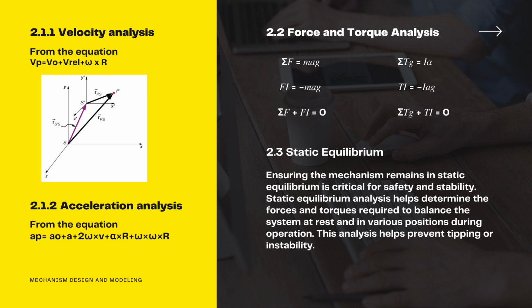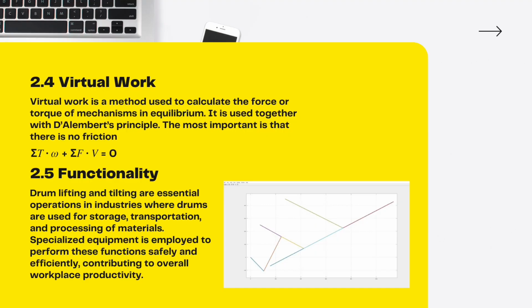Ensuring the mechanism remains in static equilibrium is critical for safety and stability. Static equilibrium analysis helps determine the force and torque required to balance the system at rest and in various positions during operation. This analysis helps prevent tipping or instability. Next is virtual work. Virtual work is a method used to calculate the force or torque of a mechanism in equilibrium. It is used together with D'Alembert's principle. The most important assumption is that there is no friction.